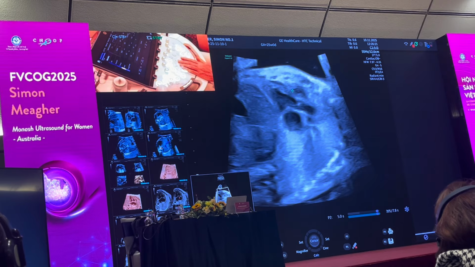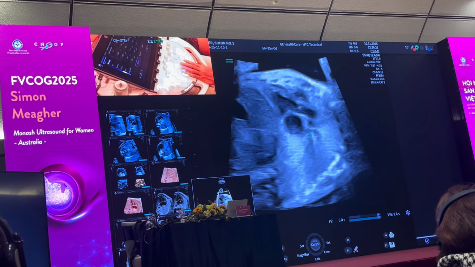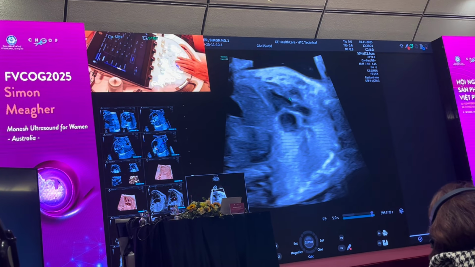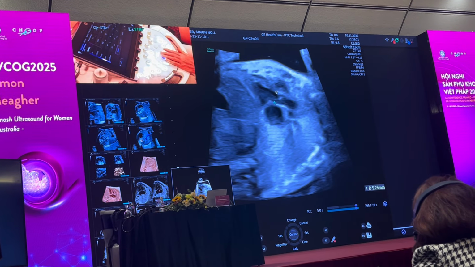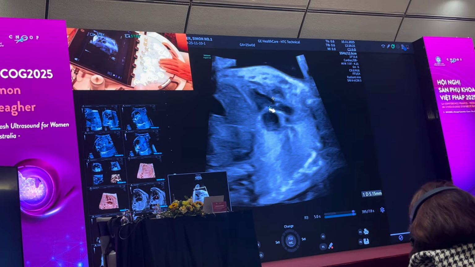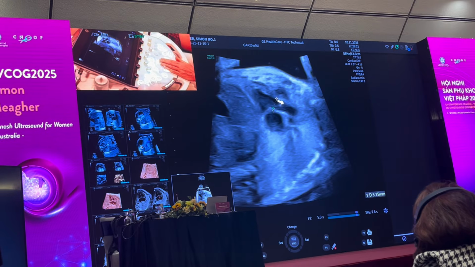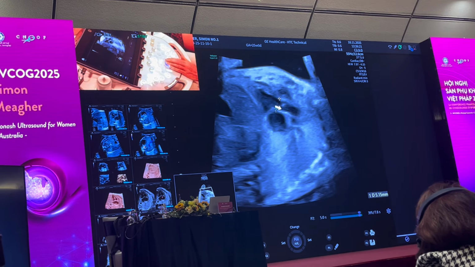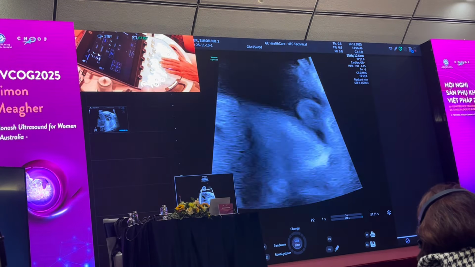So when we look at this here, this is the aorta arising out of the left ventricle, and when you look at it, you see the valve is in the center. If the valve is close to the wall, then that's typical of a bicuspid aortic valve.